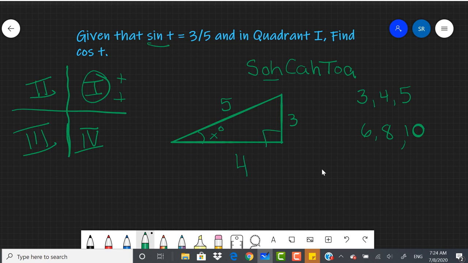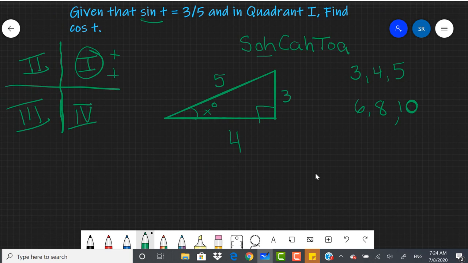So now it'd be super easy to find our cosine. Again, it's positive. So my cosine of t would just be adjacent over hypotenuse. Instead of 3 over 5, this is going to be the adjacent side, which is 4, over the hypotenuse, which is always the longest side of a triangle, 5. So my cosine of t is 4 over 5.